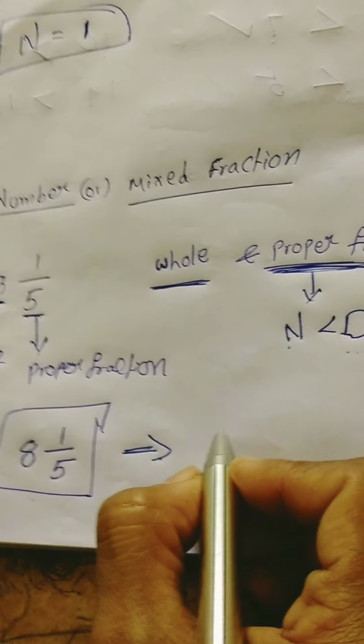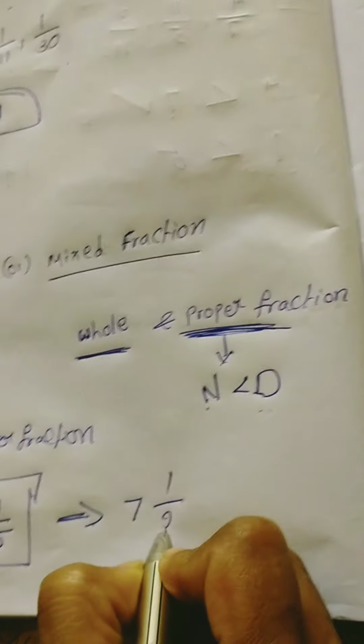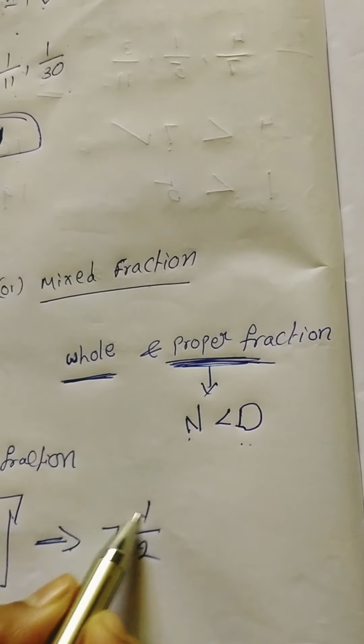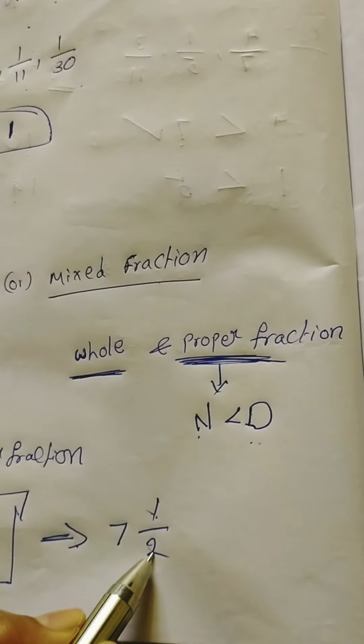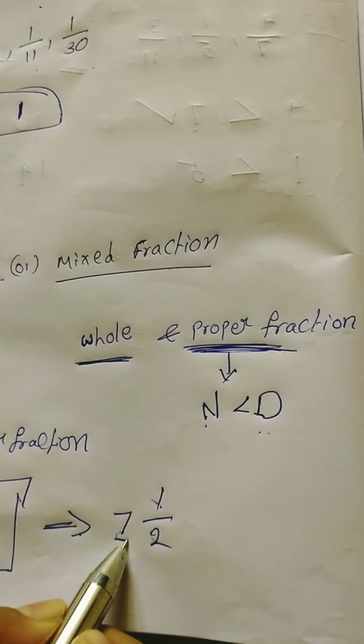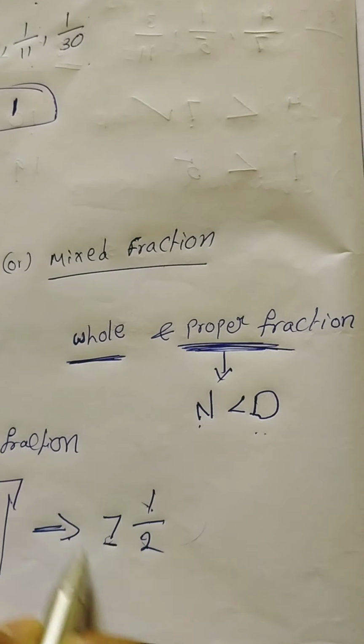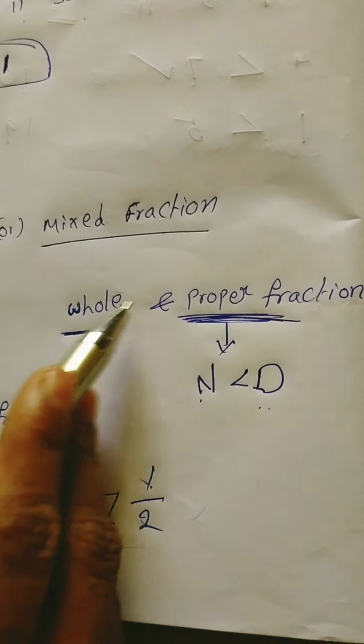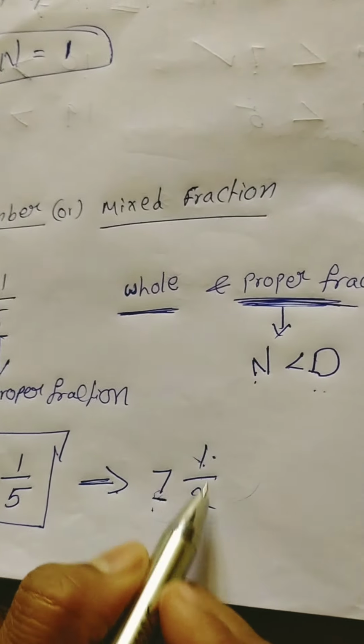Let us take another example: 7, 1 by 2. Let us see here, the numerator is always less than the denominator, and this one is called the whole part. So, together this is called a mixed fraction, and we call it 7, 1 by 2.